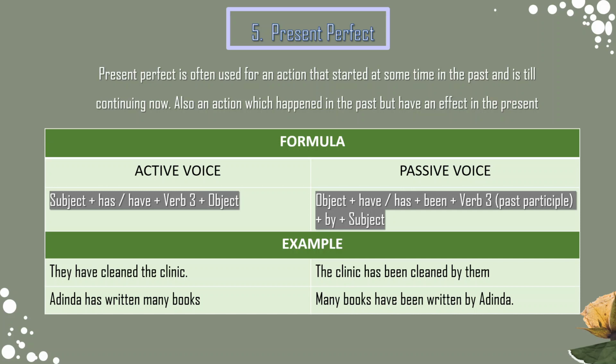And this is the example, active voice example. They have cleaned the clinic. And we change into the passive voice: The clinic has been cleaned by them. The next example, Adinda has written many books. And we change into the passive voice: Many books have been written by Adinda.